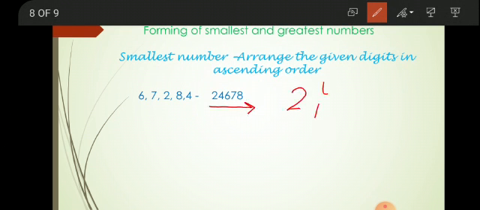Remember, I have not put a comma after every digit. This is wrong. Why? Because if you put a comma after every digit, it remains digits only. It will not become a number if you put commas. So do not put a comma after each digit.